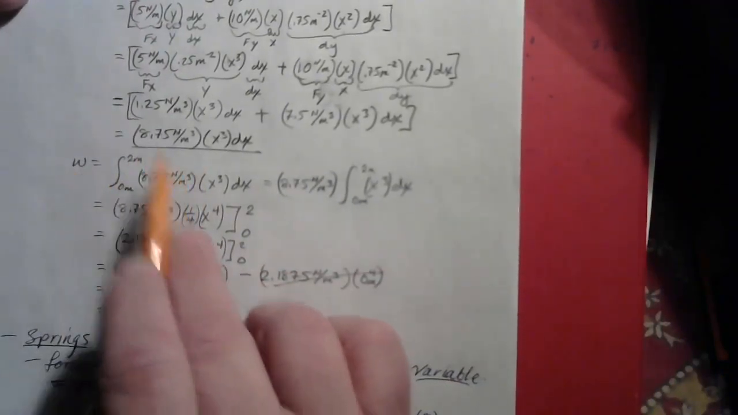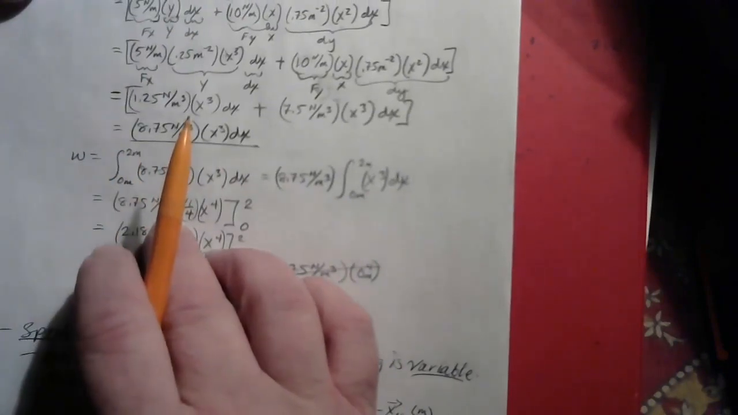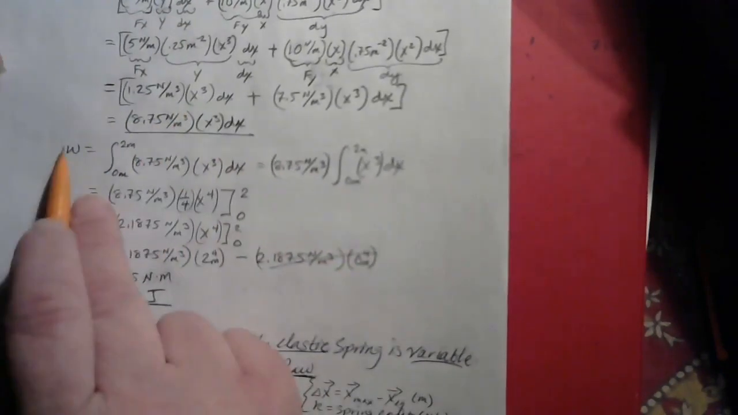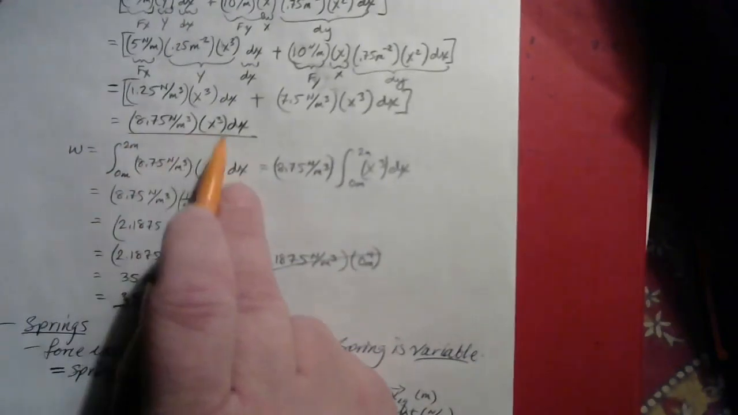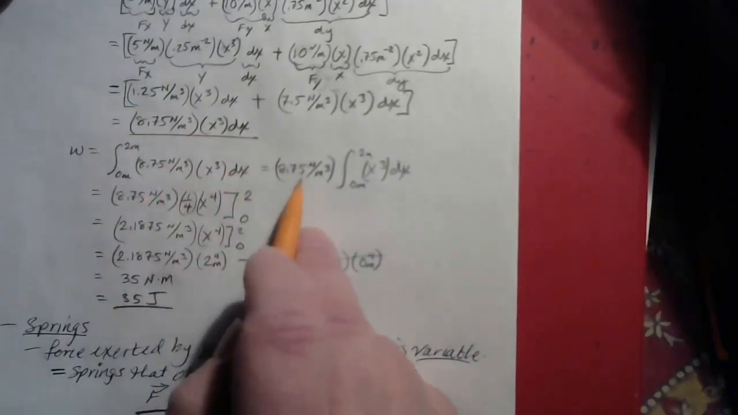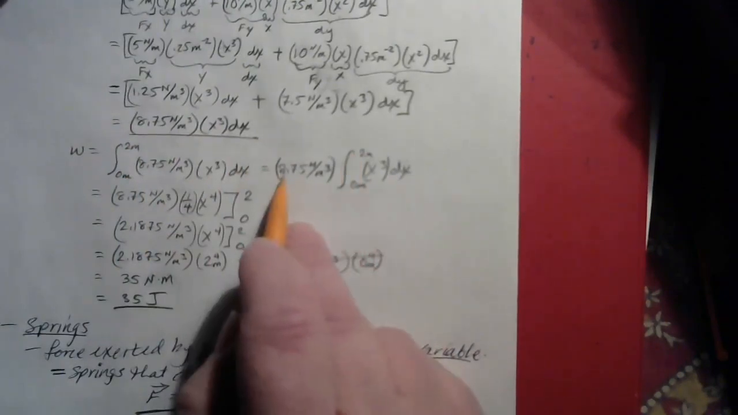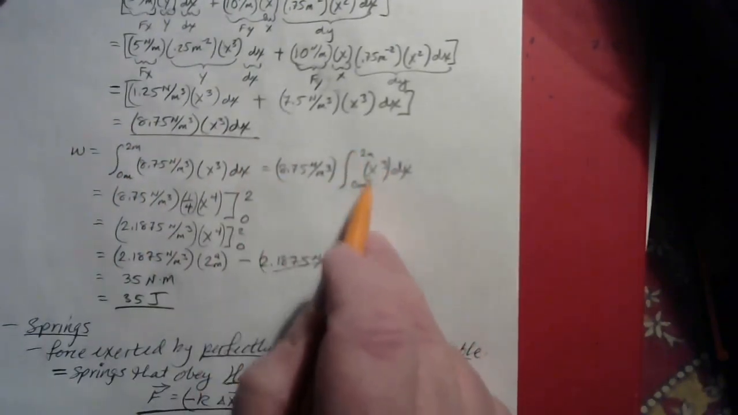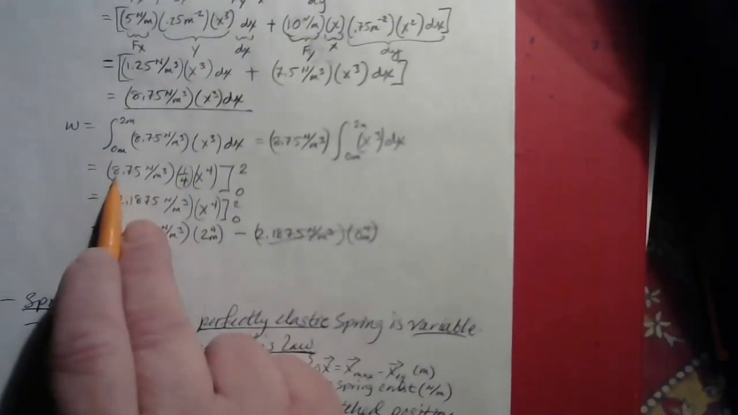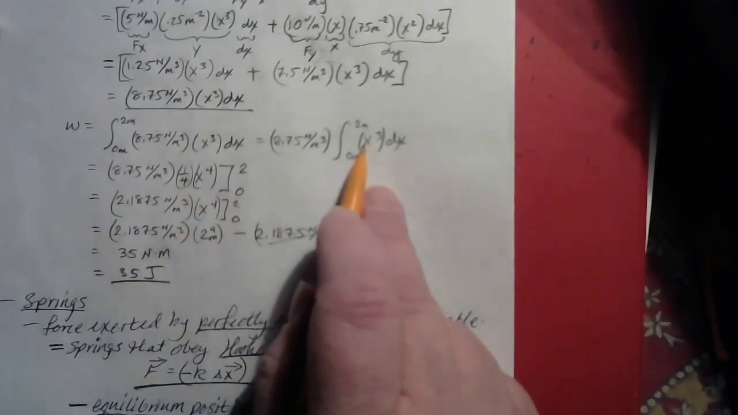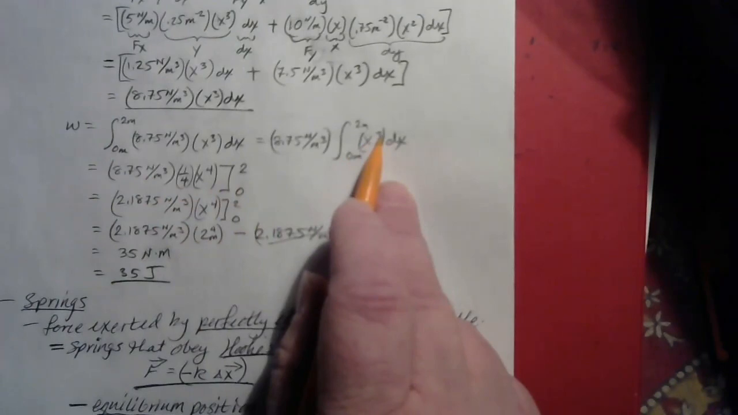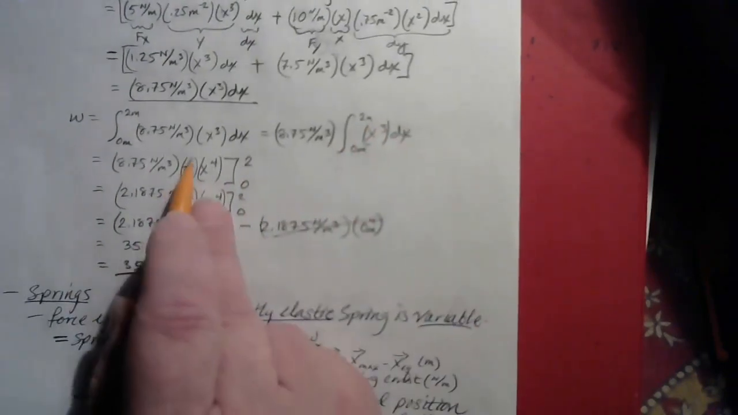Now all you have to do is take the integral of that. Work would be the integral from point A to point B of 8.75 times x to the third dx. The 8.75 is a constant, so it can come out of the integral. So it's 8.75 times the integral from 0 to 2 of x to the third dx. When you take the integral of x to the third, you raise the exponent by 1 and divide by that number also. So it's 1/4 x to the fourth.